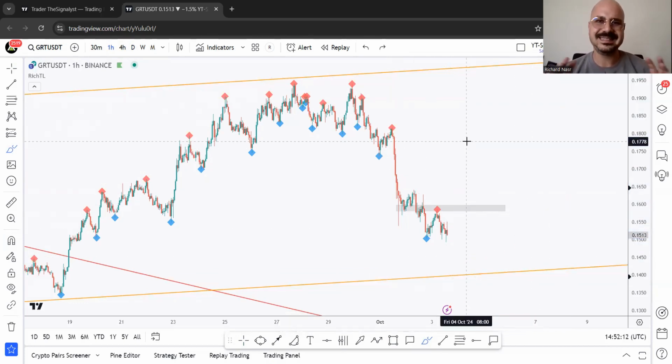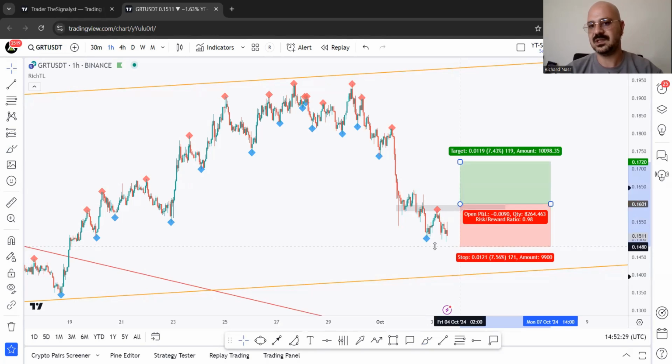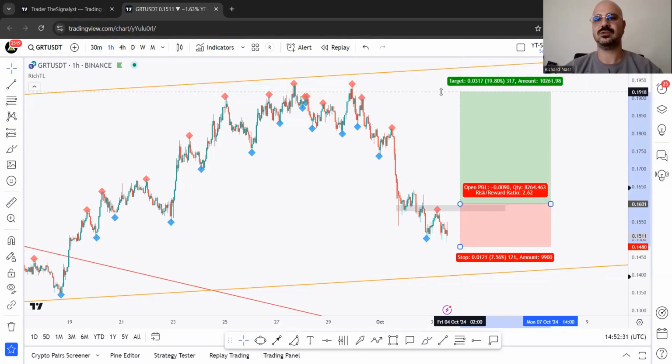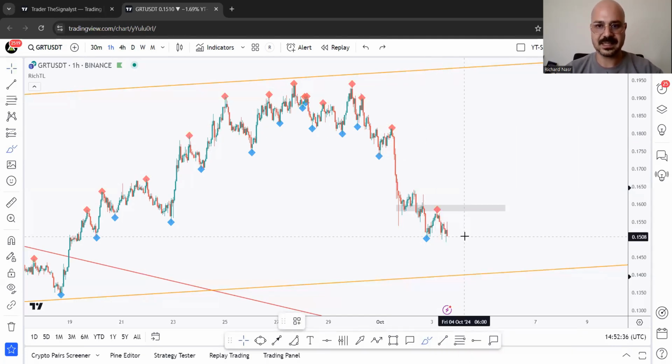It depends on you. I will not dig deeper into risk management for now. I might make a new video dedicated to risk management, but it depends on you if you want to go for spot trading, for futures, or trading on margin. I will not dig deeper, but as a quick one, if you want to go for the stop loss, it would be below the previous low, and target at least 1 to 2 to have an edge over the market from a risk management perspective.